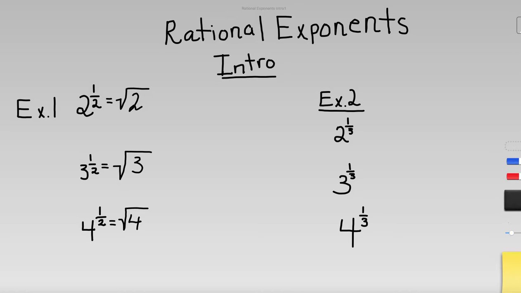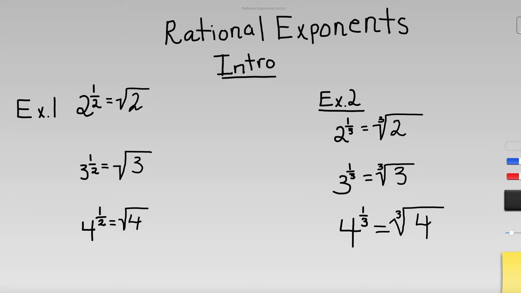Okay, now moving on to 2 to the 1/3, 3 to the 1/3, and 4 to the 1/3, then this is now going to be what we call the cube root of 2. Okay, and 3 to the 1/3 is going to be the cube root of 3, and 4 to the 1/3 is simply going to be the cube root of 4.